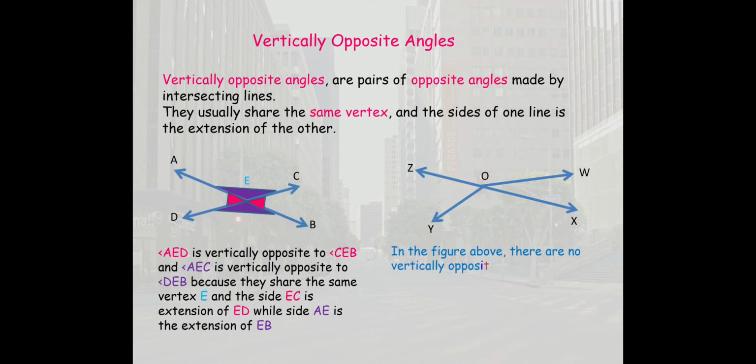Now the example on the right in the figure above, you see here, although they share the same vertex O, but the angles' sides are not the extensions of the other. Therefore, in this figure, we don't have any opposite angles. And of course, vertically opposite angles are equal.